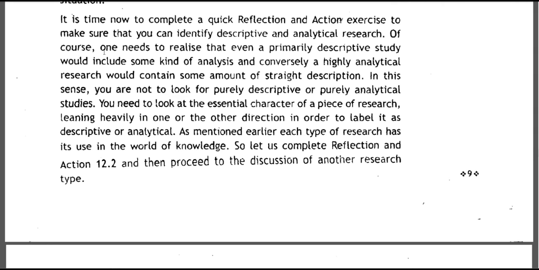Of course, one needs to realize that even a primarily descriptive study would include some kind of analysis, and conversely a highly analytical research would contain some amount of straight description. In this sense, you are not to look for purely descriptive and purely analytical studies. You need to look at the essential characteristics of a piece of research, leaning heavily in one or other direction, in order to label it descriptive or analytical.